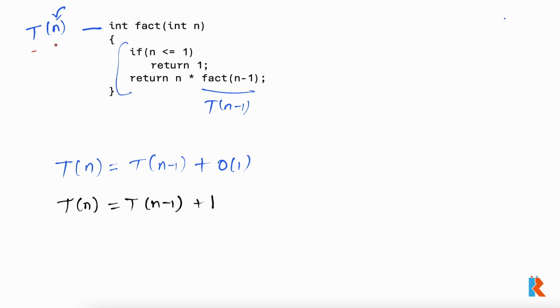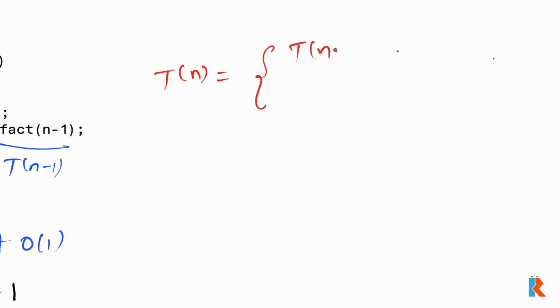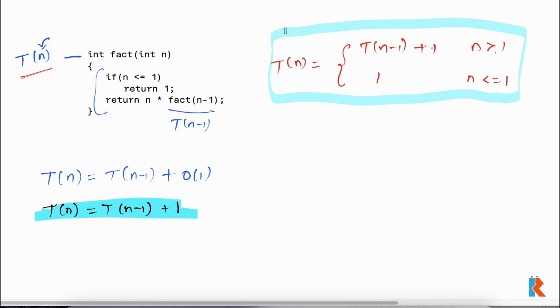You can also say that the equation of T of n should actually be T of n minus 1 plus 1 in cases where n is greater than 1, and 1 in cases where n is less than or equal to 1. This will incorporate even the terminating condition. So the equation T of n equals T of n minus 1 plus 1 is essentially representing this equation. These two are the same. Now how do we solve this equation?